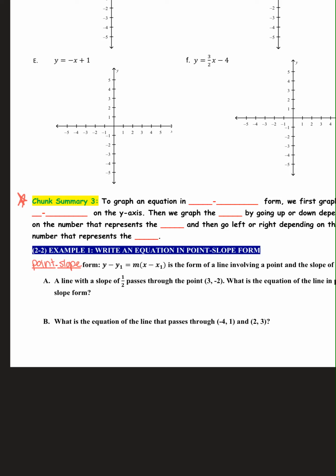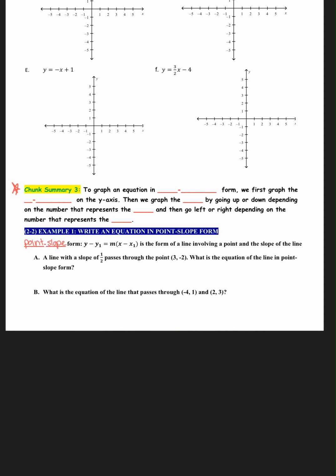It's actually y minus y1 equals m parentheses x minus x1. And it's a form of the line involving a point and a slope, where the point is x1 comma y1, and the slope is whatever m is. Okay, so just to get you guys situated and introduced to point-slope form, we're going to practice writing equations in point-slope form.